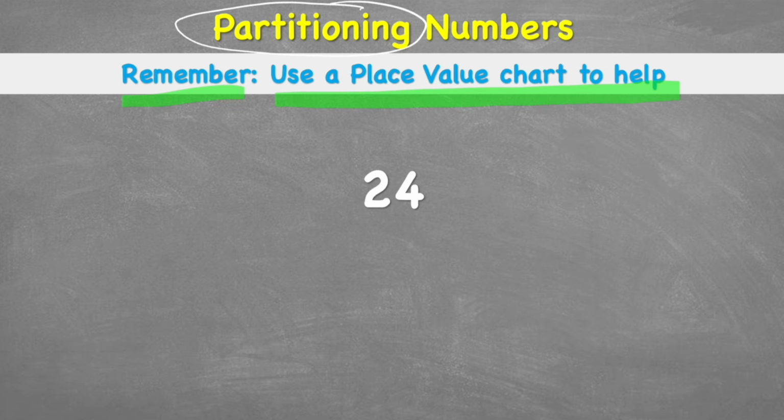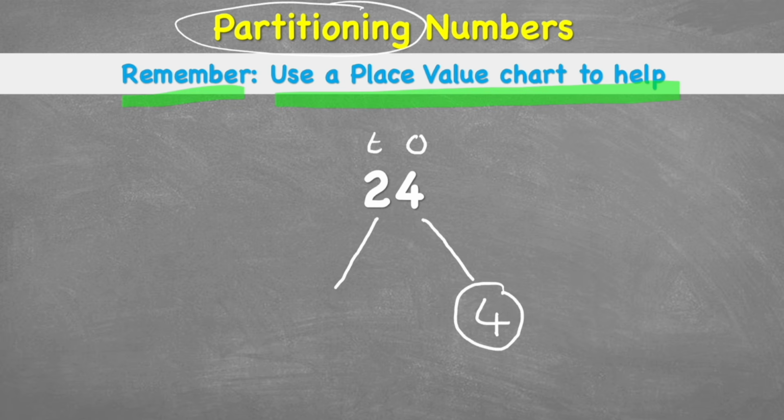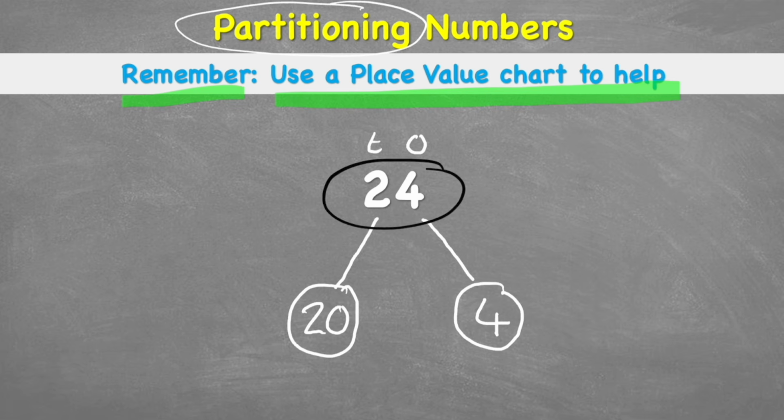So I can partition my 24 by looking at it as 4 ones and 2 tens. So when I'm partitioning, I can split my 4 ones into just a single 4, and I can split or partition my 2 tens, which would be 20. So my partitioned version of 24 would be a 20 and a 4.